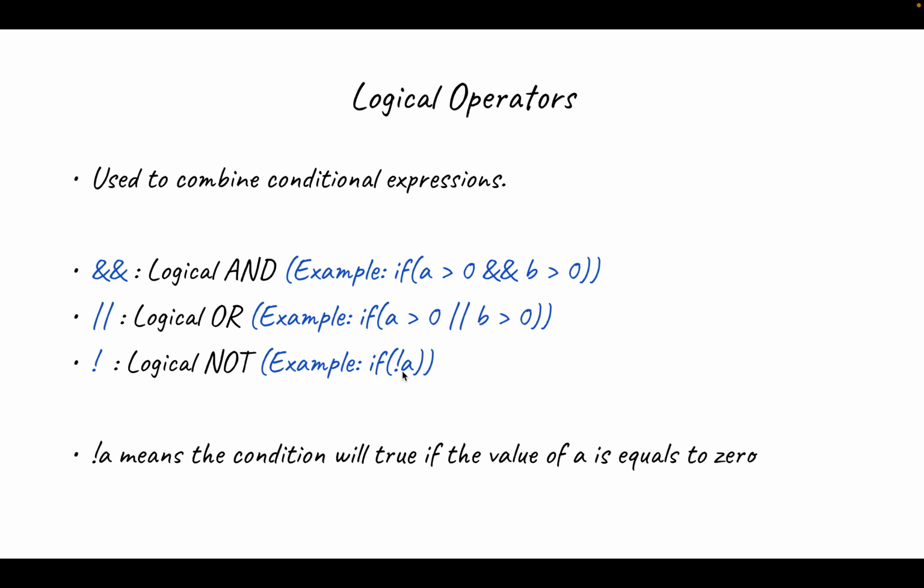Logical not means if the value is 0, then this condition will be true. If the value is 1, then this condition will be false. Logical not a means the condition will be true if the value of a is equal to 0.